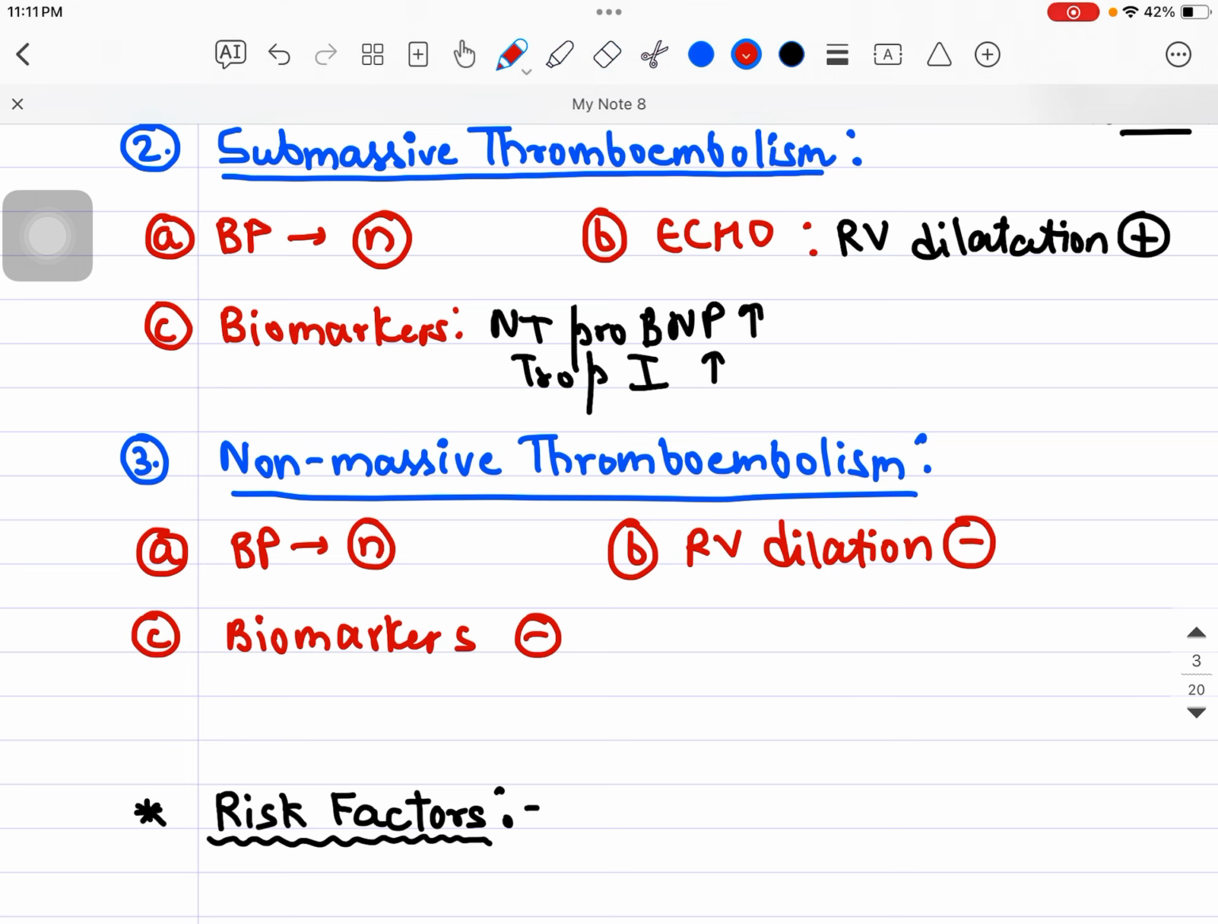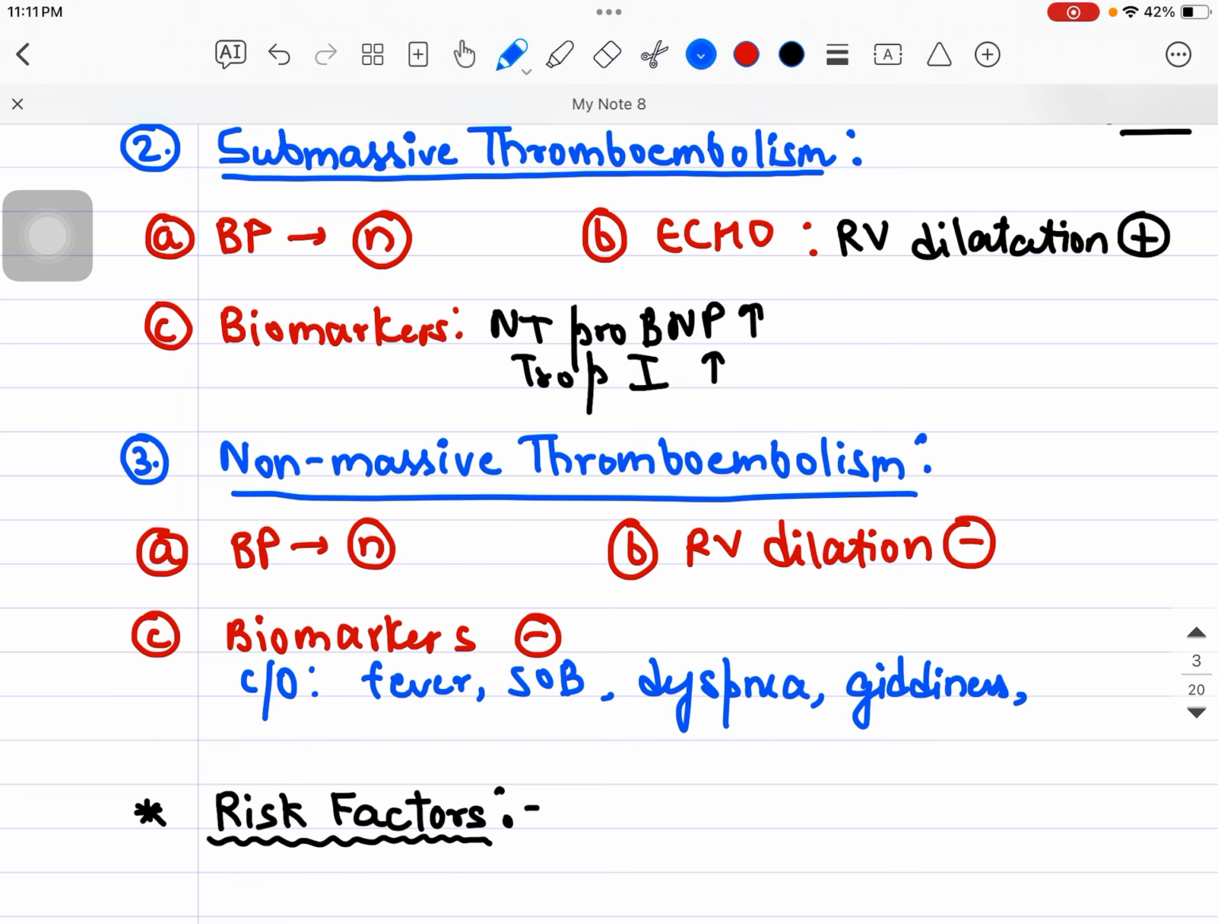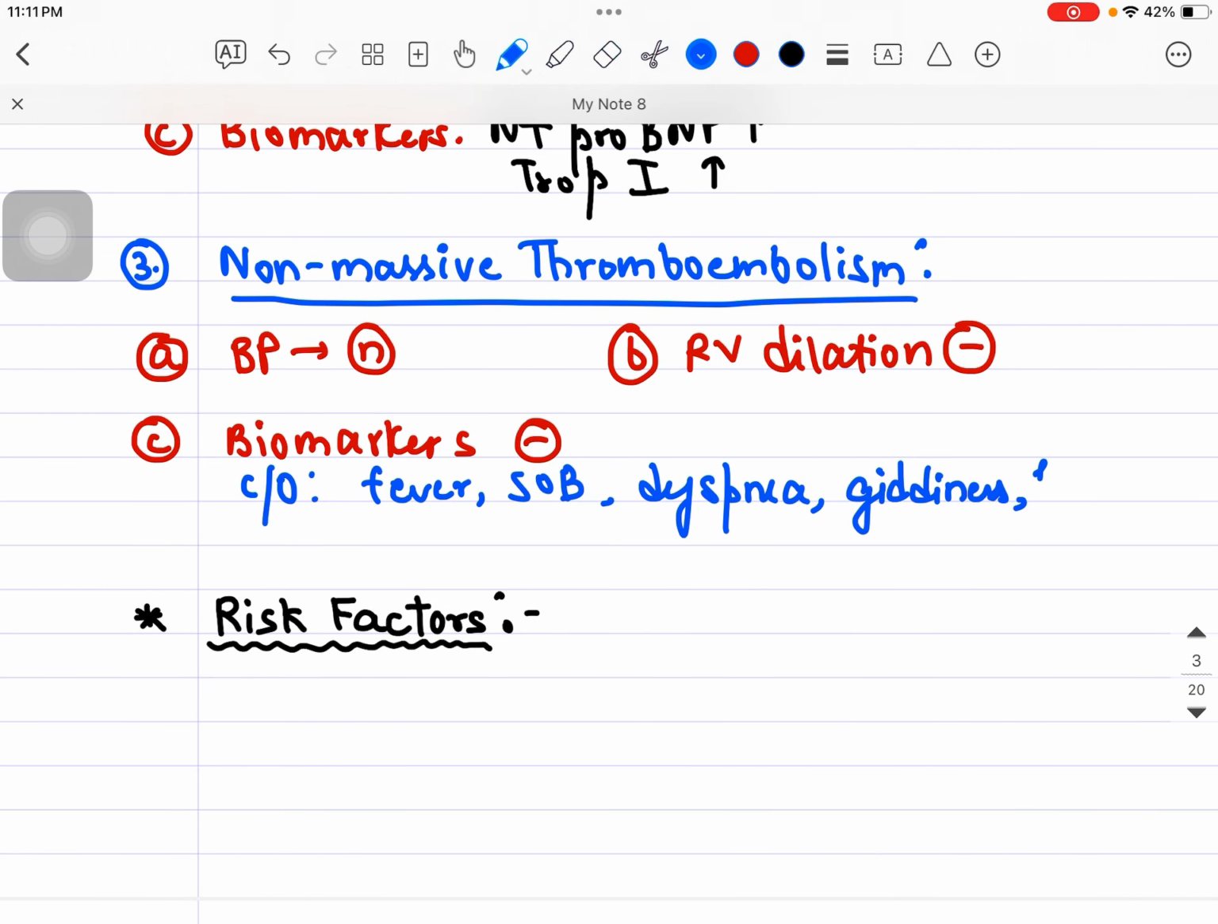So all the things are normal, and the patients usually come with symptoms like giddiness, or coughing, dyspnea, shortness of breath. The person might be having hemoptysis, right? So what will be the presentation? The patient might have fever, shortness of breath, that is SOB, or dyspnea, or giddiness, anxiety. The patient might talk about one episode of hemoptysis, right? So obviously you need to evaluate. So these kinds of symptoms might be there.